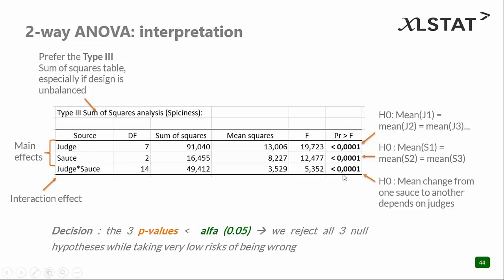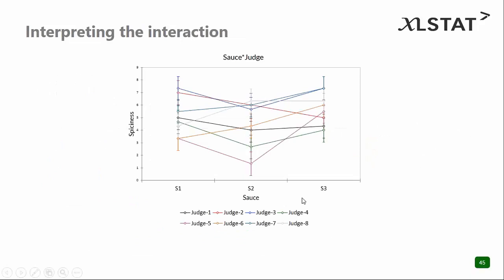Now, it's very nice to have an interaction effect here, but how can we interpret it? Well, there are many ways of interpreting an interaction. You can either launch multiple pairwise comparisons to see which combinations of levels of the independent variables are different from one another, or you can also check what we call an interaction plot. At the end of our two-way ANOVA result report, we have this chart, which is very interesting. On the y-axis, you have spiciness, and on the x-axis, you have one of the two factors involved in the interaction. Here I have included the sauce, so S1, S2, and S3. Then each judge, or each level of the second factor, is represented with a line of different colors.